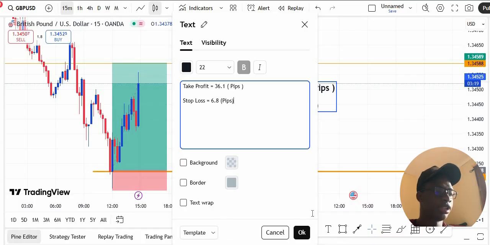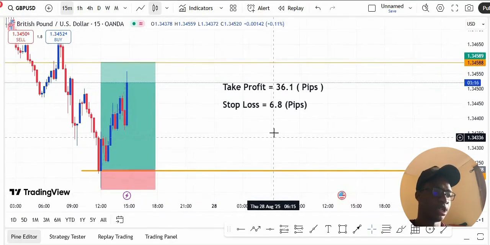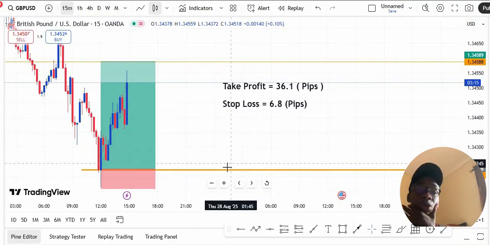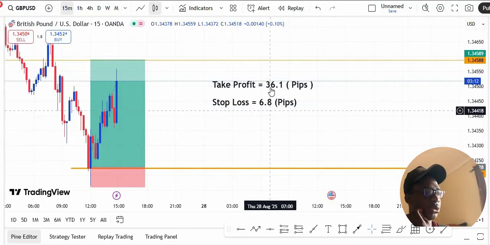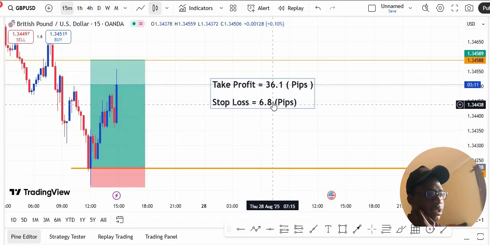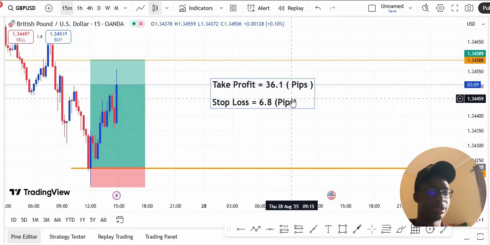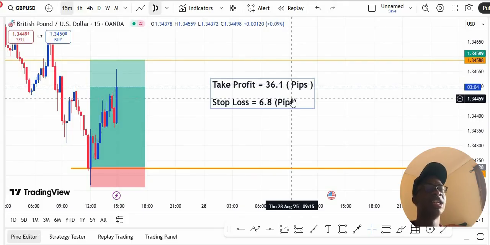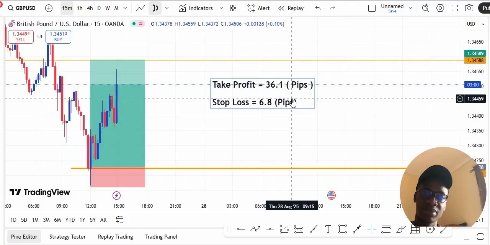So take profit is the money you are going to make. Stop loss is the money you are going to lose. These pips are the same thing, but depending on the lot size you put on it, it's going to determine how much you're going to lose or how much you're going to gain.